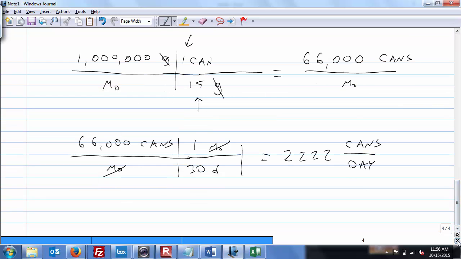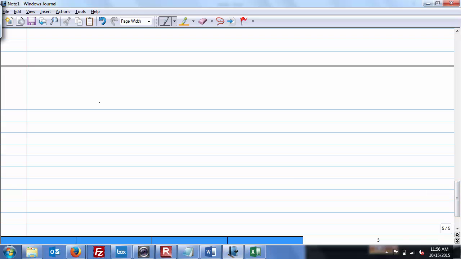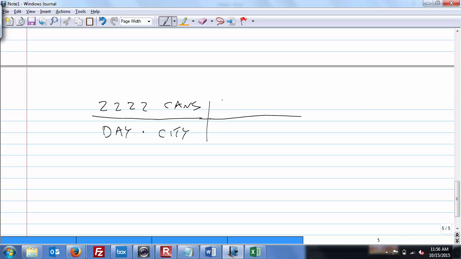Now we're going to do this for all of Missoula. So 2,200 cans per day per city, one Missoula unit. Right, that's what it is. You know, it's cans per day per city. And now we're going to do, let's just say 70,000. What's the population of Missoula now? Might be 70,000. Let's do 70,000.